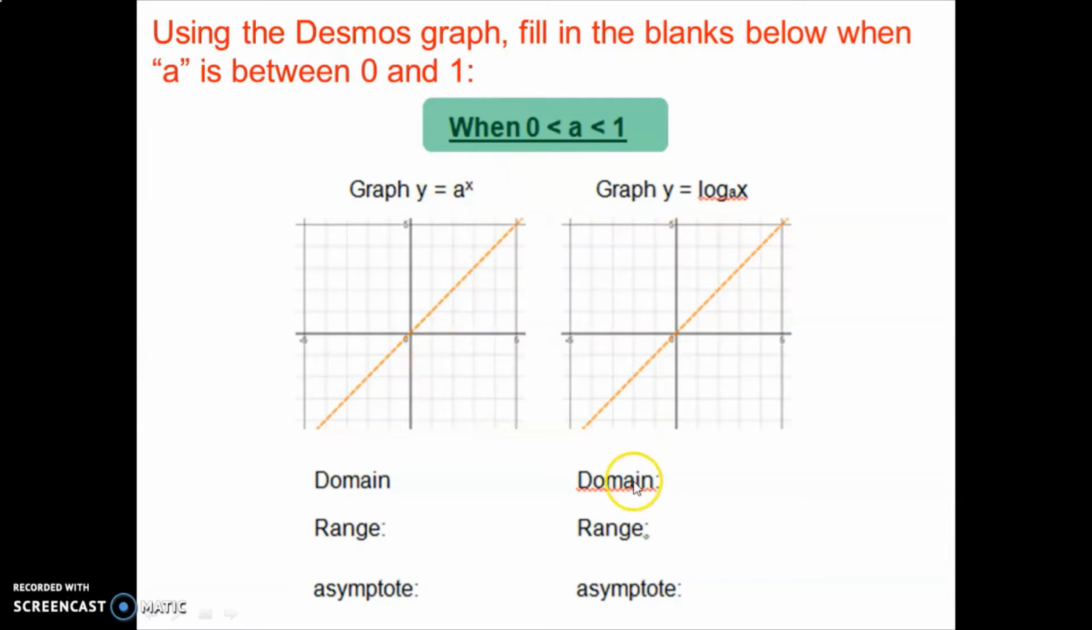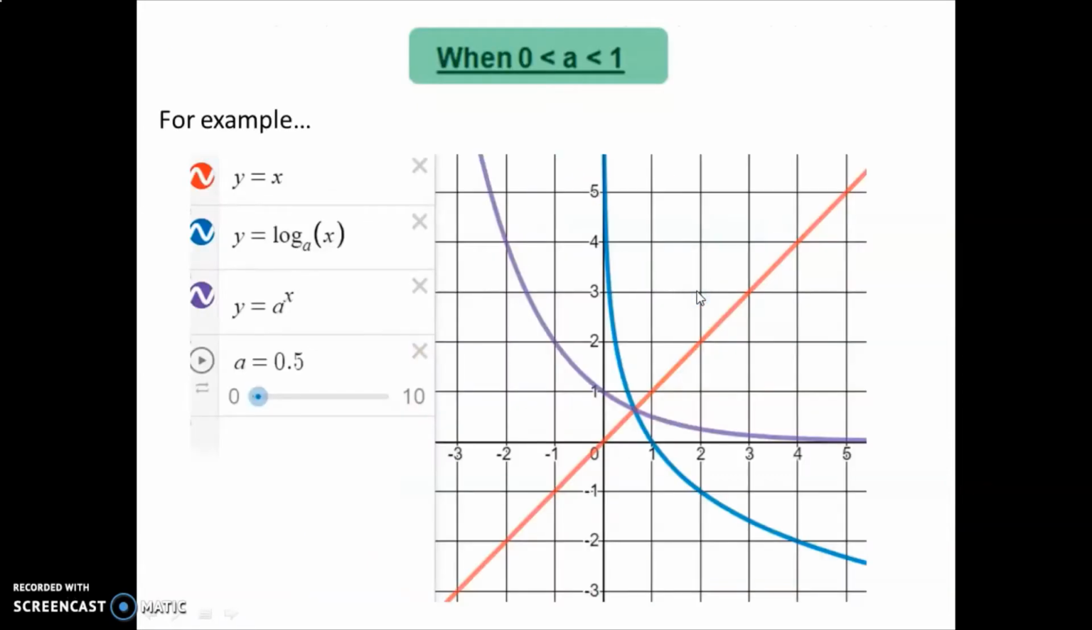Okay, and now what are the domain, range, and asymptote of the logarithmic model when a is between 0 and 1? Okay, let's check our work. So again, here's an example of that. I have an a value of 0.5, 1/2. That's between 0 and 1.